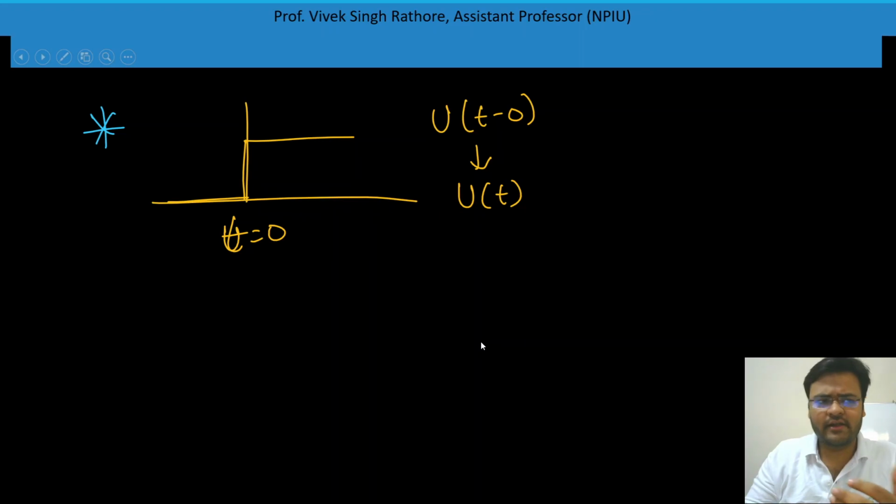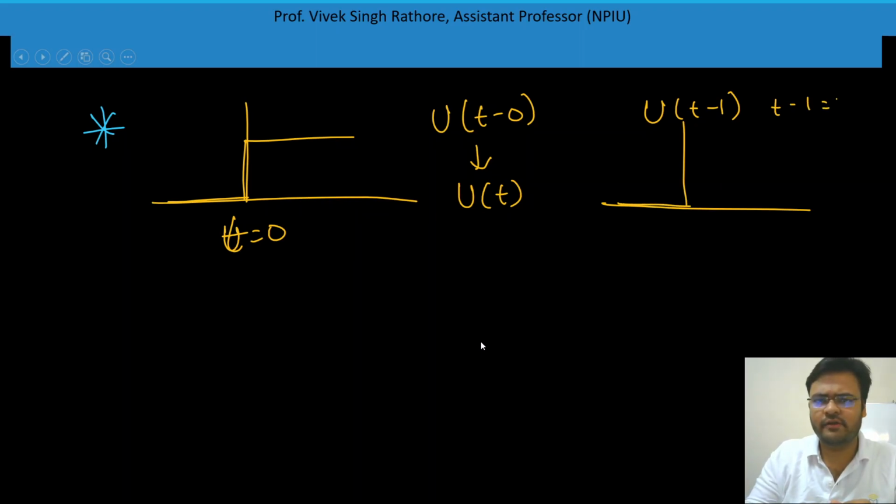If I tell you to just plot u(t minus 1), then you will be plotting like this. u(t minus 1) means if you equate t minus 1 equal to 0 you will get t equal to 1. So at t equal to 1 you will get a step change, a step change of unit magnitude, because here the magnitude is 1. If there were a step change of 2, I would tell you that this step is 2. Okay, so this is there, and this is t equal to minus 1.